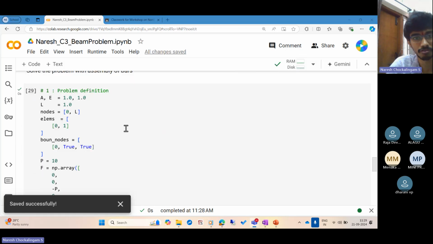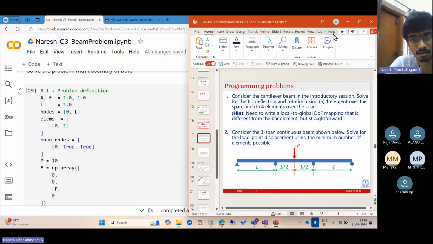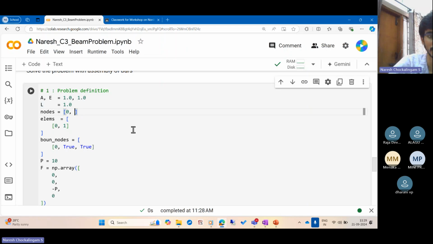But what happens if you use, now the code is not going to change. You can use the same code, but what happens if you use 4 elements over the span? Now, where all the nodes will be, you can tell me quickly. It's not going to take much time. So where will the nodes be?